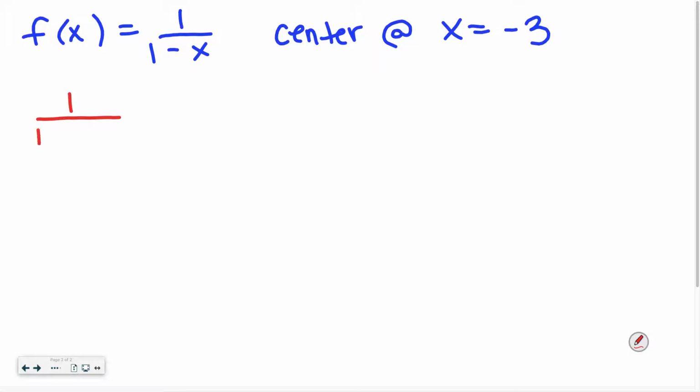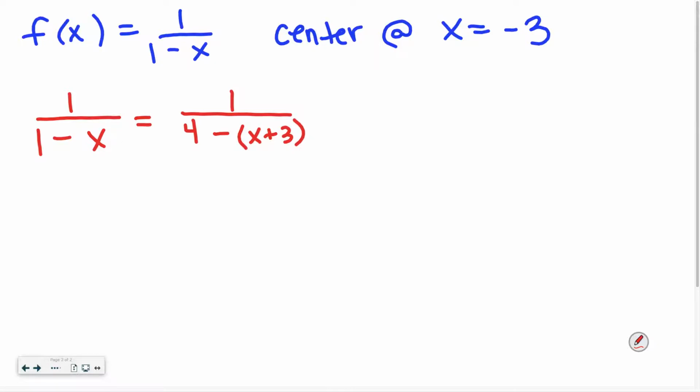We don't want to change the value of the function, but we want to change the way that it looks. So if we want this to be centered at negative 3, then this needs to become x plus 3. Well, if that's the case, how would we have to balance this out? What would this need to be instead of 1? 4, because 4 minus 3 would get us back to that 1.